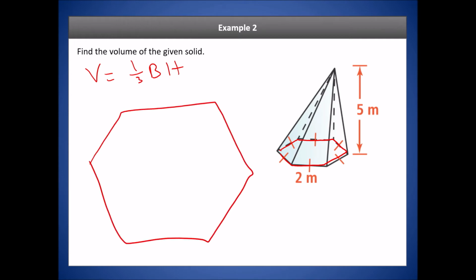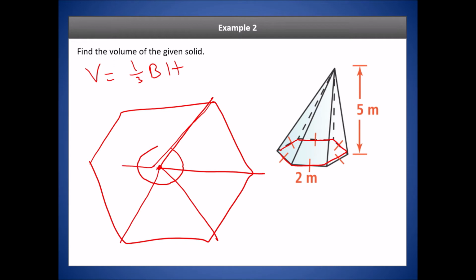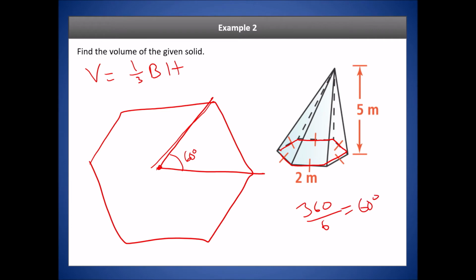So for this hexagon, we know that the interior angles in any hexagon are 120 degrees. Even if you didn't know that, that's okay, because you could figure it out. If you have 6 triangles that fit, 1, 2, 3, 4, 5, 6, and a full circle is 360, then this angle has to be 60 degrees, because 360 divided by 6 triangles is 60 degrees. And if I split this up into 2 right triangles, it can't be 60 anymore, right? Each of these angles is 30 degrees.